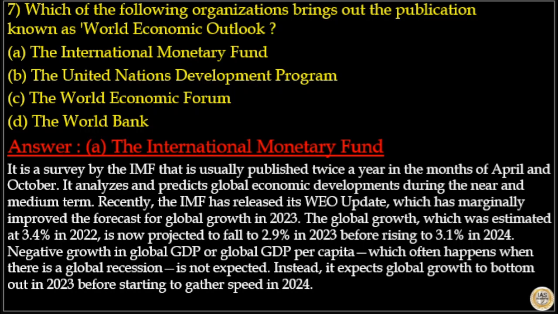Negative growth in global GDP or global GDP per capita, which often happens when there is a global recession, is not expected. Instead, it expects global growth to bottom out in 2023 before starting to gather speed in 2024. India will be the world's fastest growing economy in 2023 and 2024 according to this report. So the answer to this question is option A.